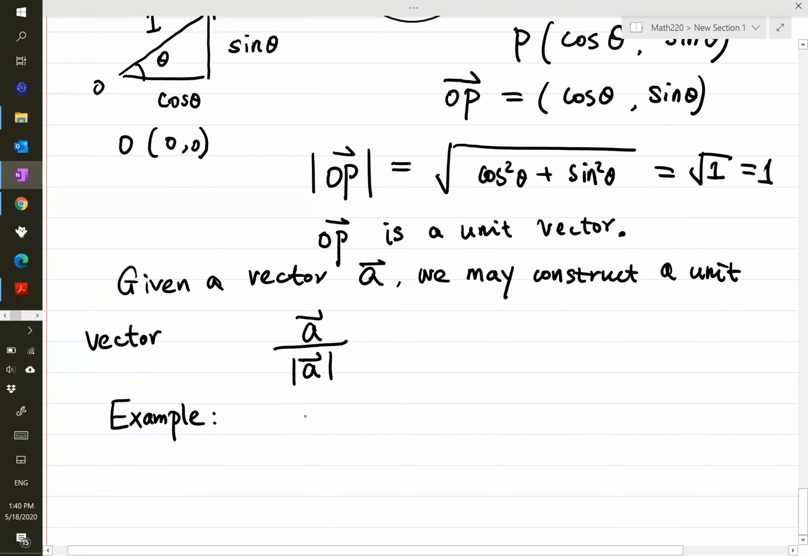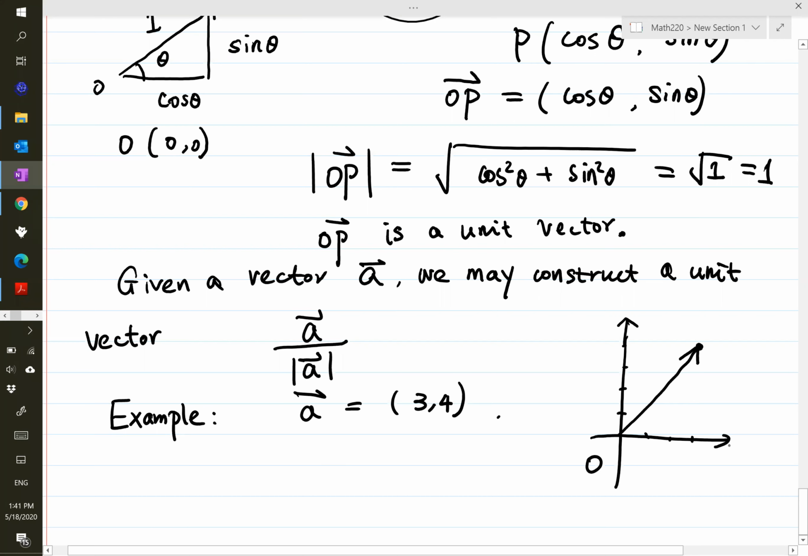We normalize it. For instance, A is (3, 4). Now the norm of A: 3, 4 is here, with 3 along the x direction and 4 along the y direction. So the magnitude is from a 3, 4, 5 triangle. The norm of A is the square root of 3 squared plus 4 squared, the square root of 25, which is 5. So its norm is 5.